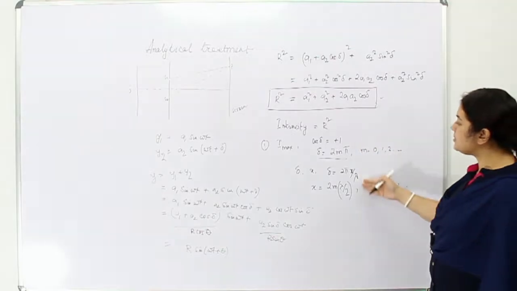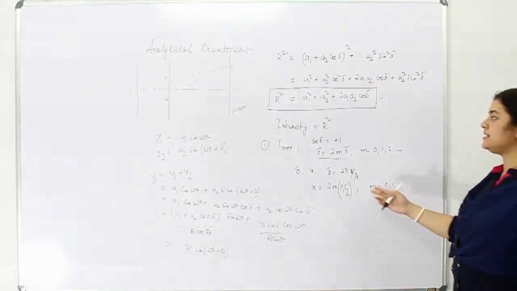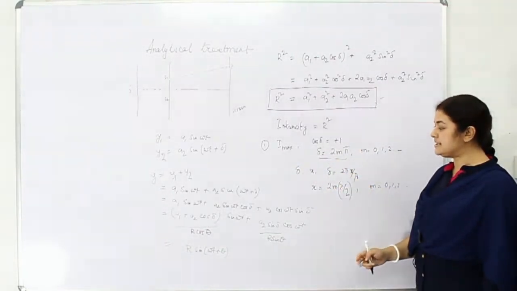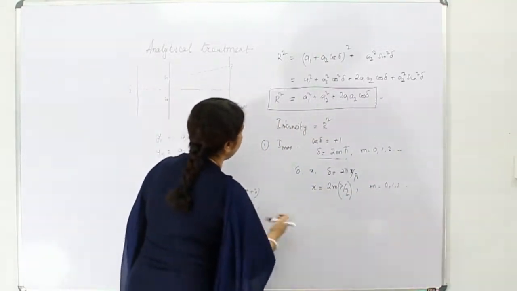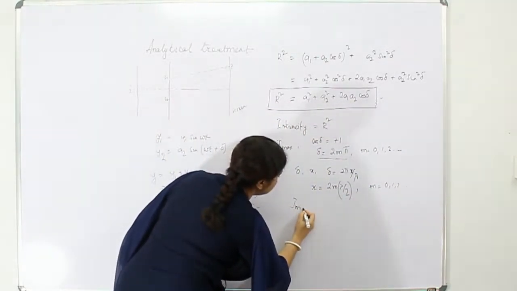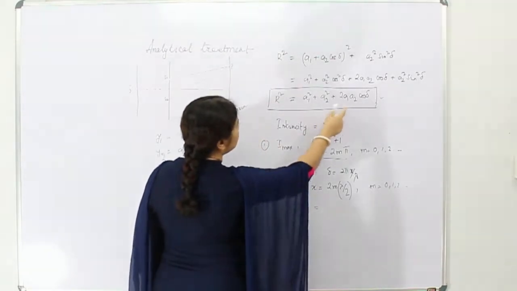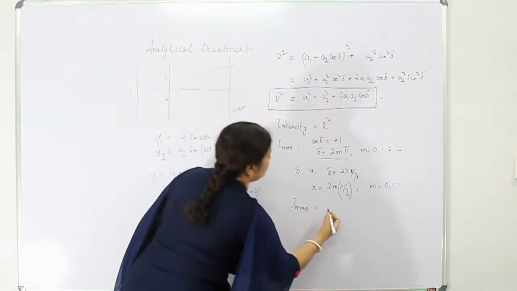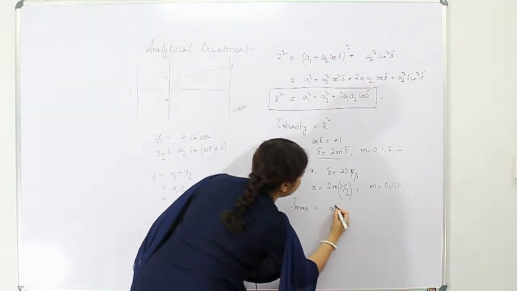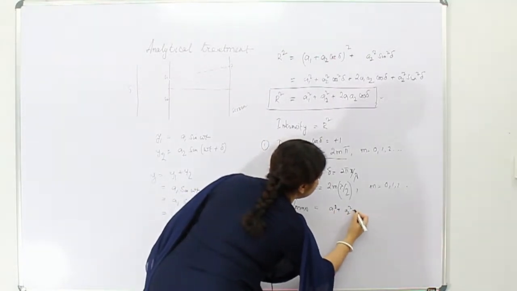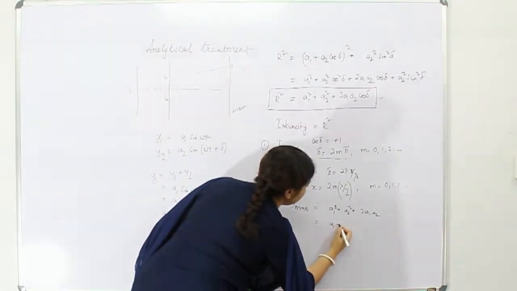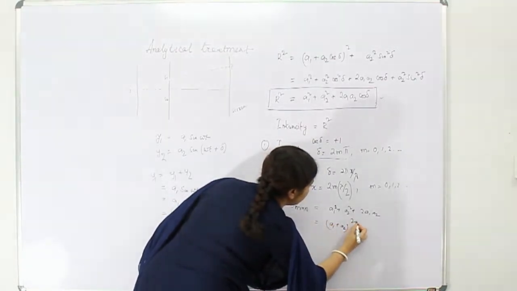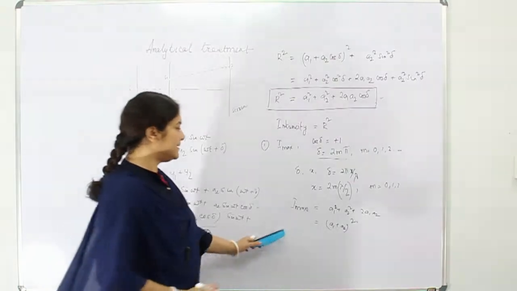So if these conditions are satisfied, what are we getting? We are getting the maximum intensity. That is, I max will be equal to, this part is 1, so a1 square plus a2 square plus 2a1 a2, which is equal to a1 plus a2 whole square.